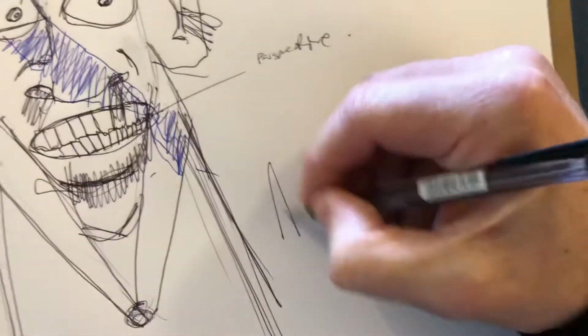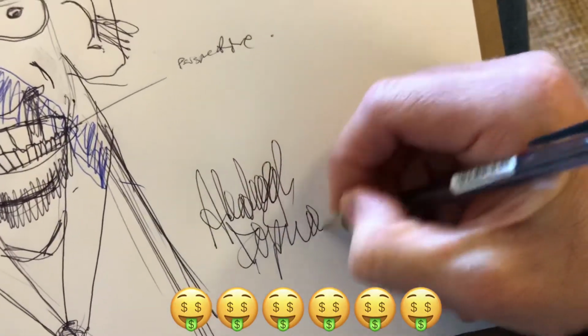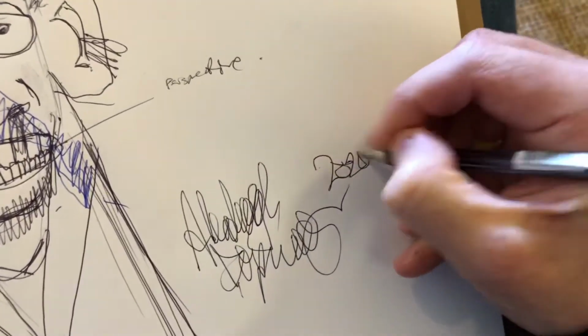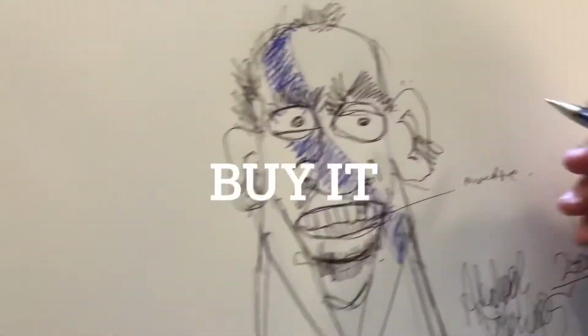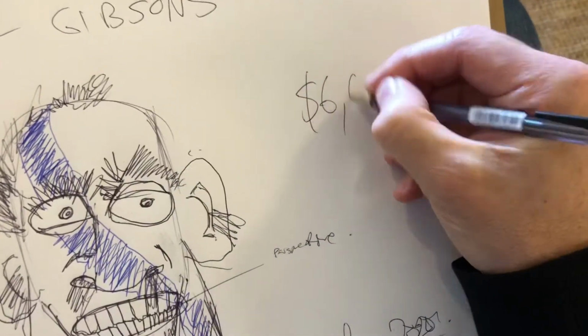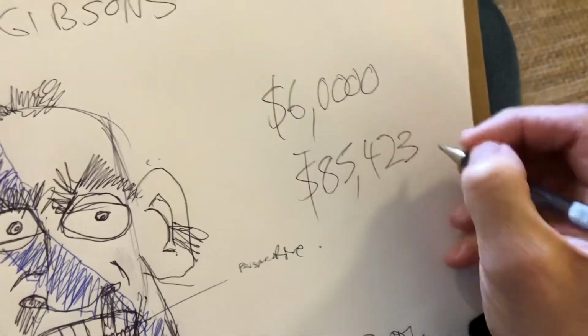I'm gonna sign this one, Alejandro Figueres, 2020. If you wanna buy this, you can buy it from me. Okay, it's gonna cost probably around 6,000 to maybe 85,423.